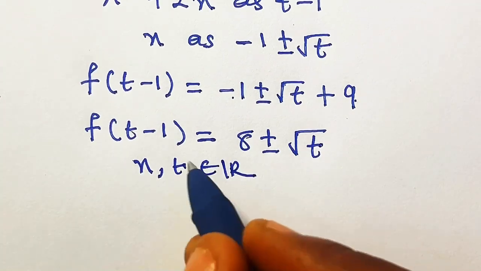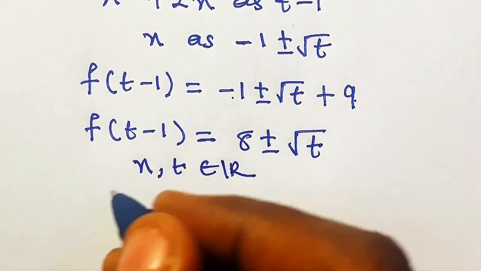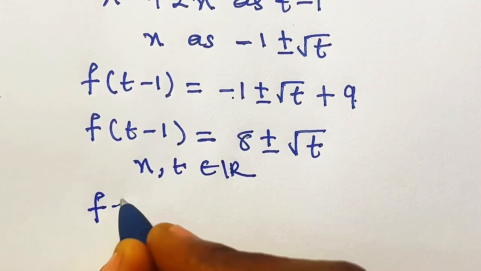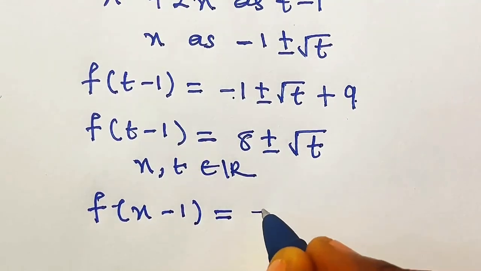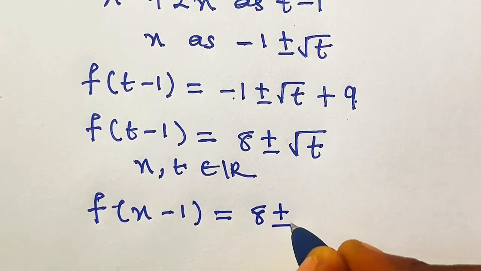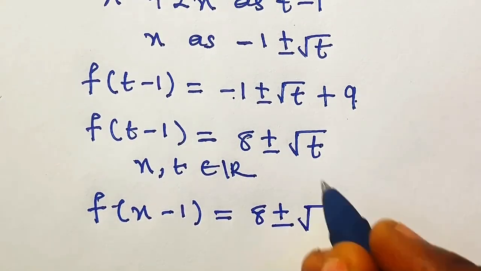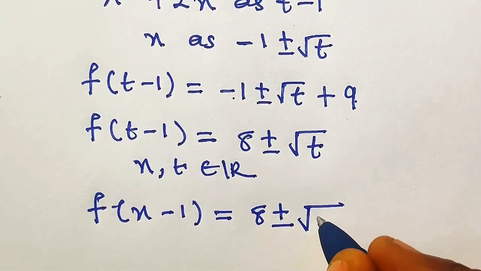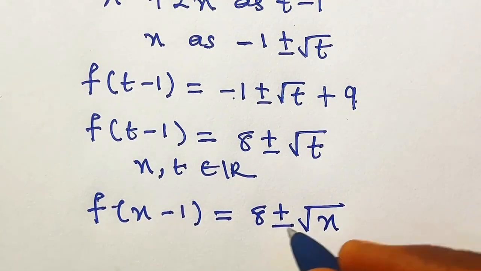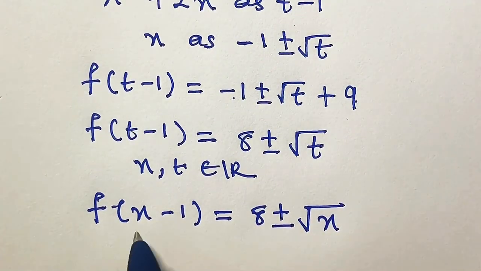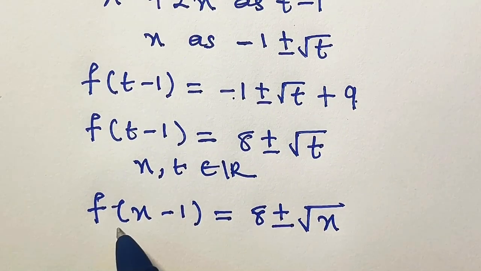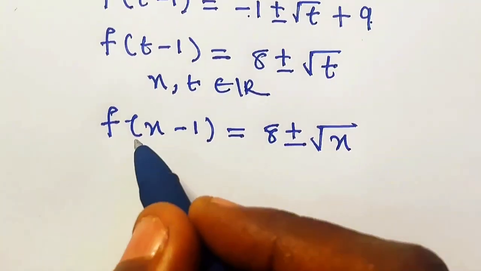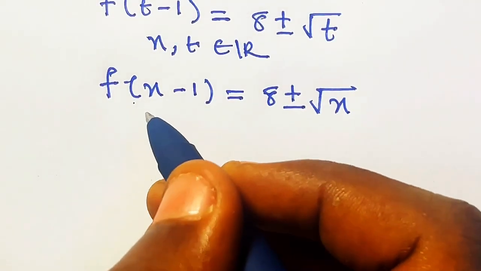So by changing t to x, we are going to have f of x minus 1 equals 8 plus or minus the square root of, we have the square root of t here, so we change that t to x. So still it is f of x minus 1 that we have. We actually want to obtain f of x, right? But let's move on, we're almost there.